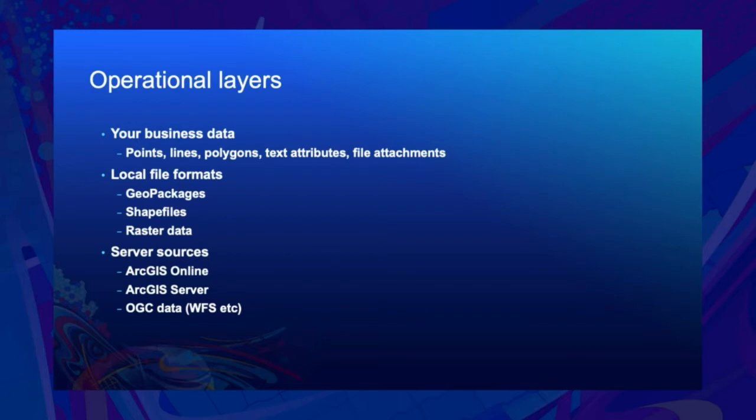The data can come from local file formats that you may have stored on your local hard disk. These could be geopackages or shapefiles or raster data, for example. But more commonly, you're going to be making use of server sources for your data as a single source of truth. This data could be coming from ArcGIS Online or your own instance of ArcGIS Server, or we also have support for a number of the OGC open data formats like WFS, for example. To demonstrate bringing in your own data, I'm going to hand you back now to Simone, who's going to extend upon the application that she started working on earlier.